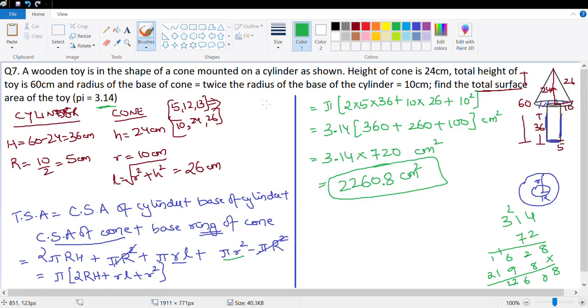Different from the previous question, because in the previous question that was a tent, so the base area of the cylinder was not being considered. In this case it's a toy, so the base area is being considered. Let's look at the next question.